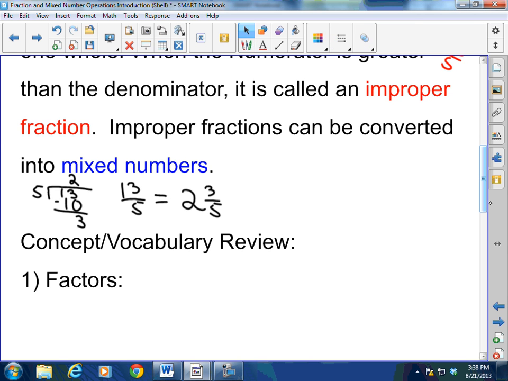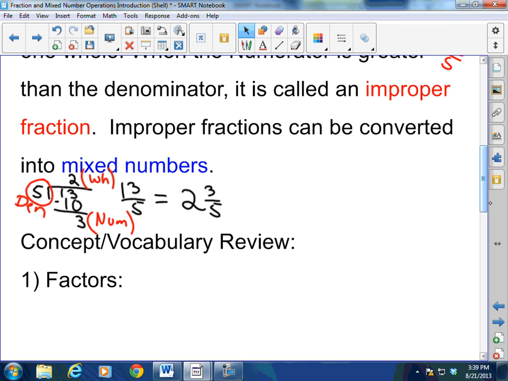So this 2 at the top, the answer to the division, that is my whole number. The remainder here, that is my numerator, and the divisor, outside of the division bar, that is my denominator. So I have 2 3/5.